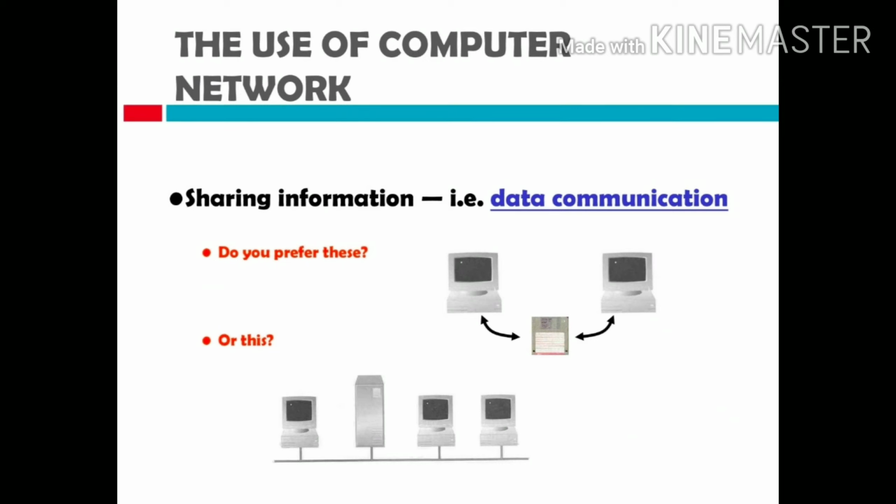Now we have the next slide. This slide shows an example of sharing information via networks, that is, data communication. You have two clients in front of this slide. You can take the two clients as two systems, and in between there is a floppy disk. Nowadays a floppy disk is not in use.